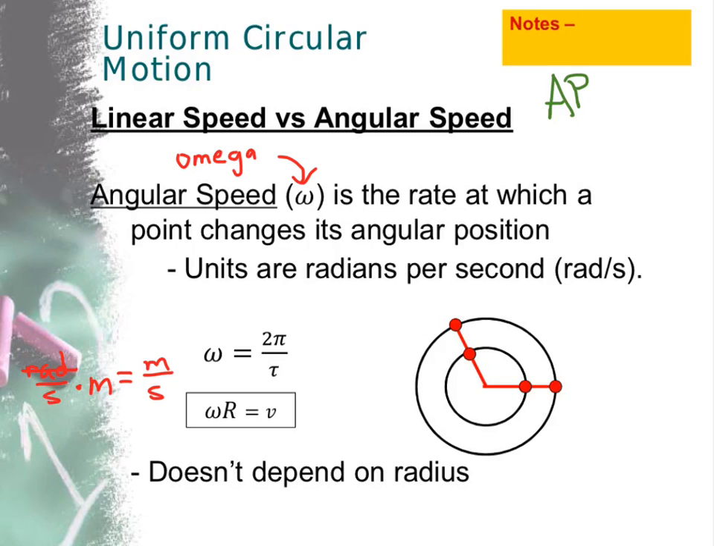Now, unlike linear speed, angular speed does not depend on radius. So even though these two dots are going at a different linear speed, they cover the same amount of arc in the same amount of time. Therefore, the angular speed does not depend on radius. Those two dots cover the same amount of angle, so they have the same angular speed.